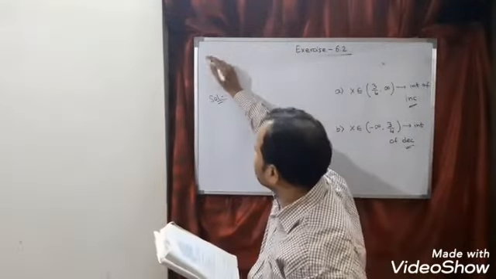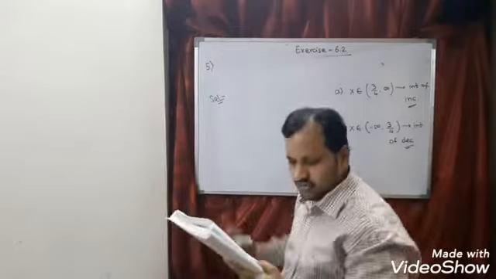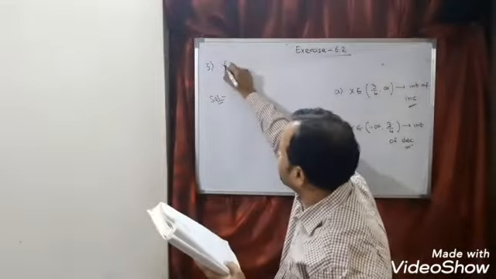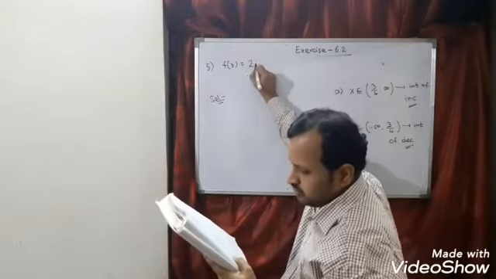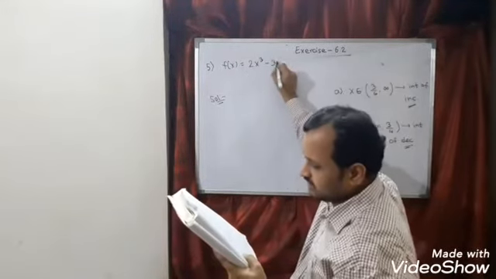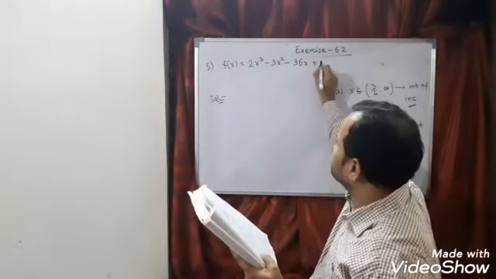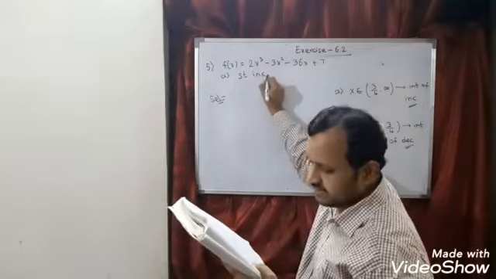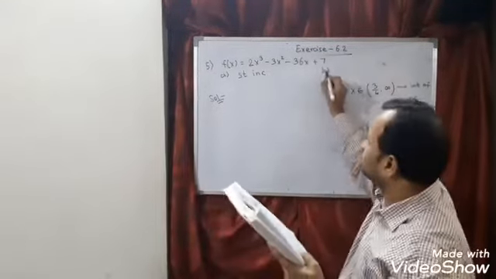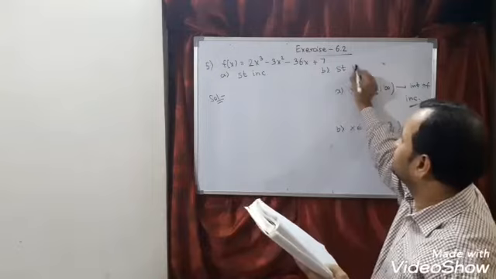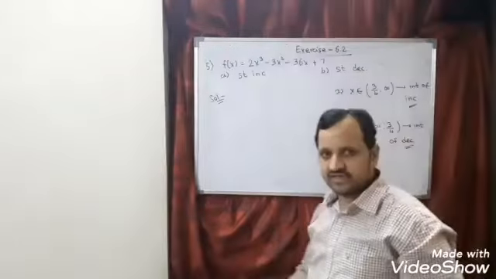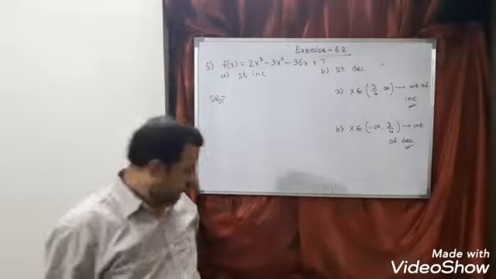This is question number 5. Question number 5 is f of x is equal to 2x cube minus 3x square minus 36x plus 7. Again the question is, find the interval of strictly increasing, and b is nothing but strictly decreasing. So just apply the working rule, you will get the answer.